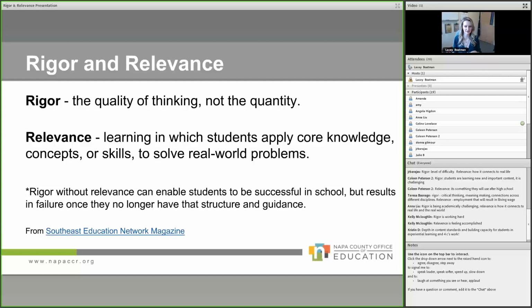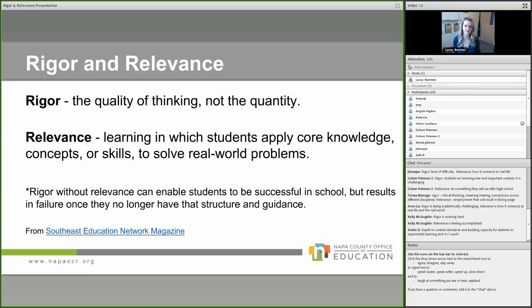These I pulled from an article from the Southeast Education Network magazine. There's a link to it if you want to read it. But rigor is the quality of thinking, not the quantity. So it's the depth to which we go, how meaningful the content is, the quality of the thinking. And relevance is learning in which students apply core knowledge, concepts, or skills to solve real world problems.